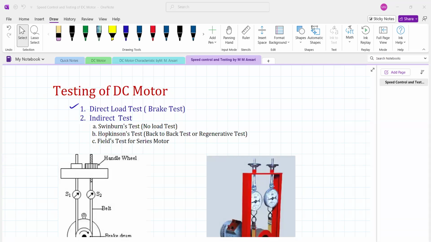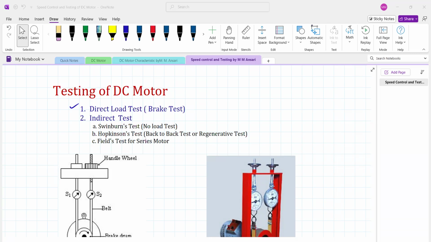Welcome to electrical machine lecture. Today we will discuss the testing of DC machine and some sort of the calculation based on the direct load test. So in the testing of DC machine, there are two methods.